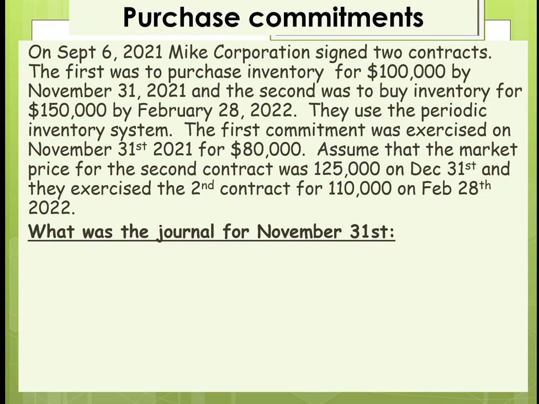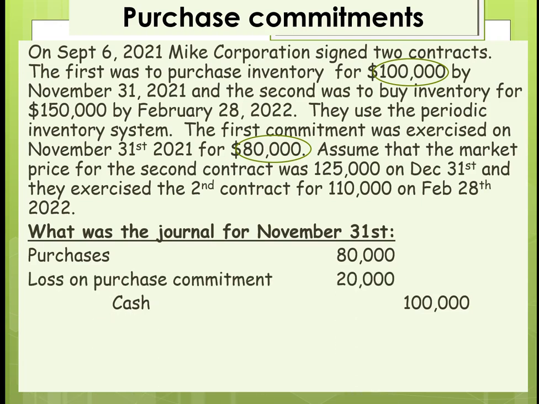We assume that the market price for the second contract was $125,000, and when it was exercised, it was $110,000. So let's look at our journals at the end of the first year, November 31st, when we actually bought the inventory. The value was $80,000, but we had to pay $100,000. So we have a loss on purchase commitment.